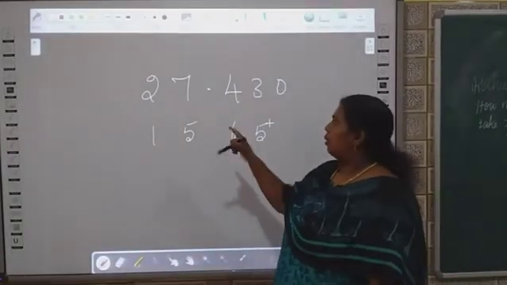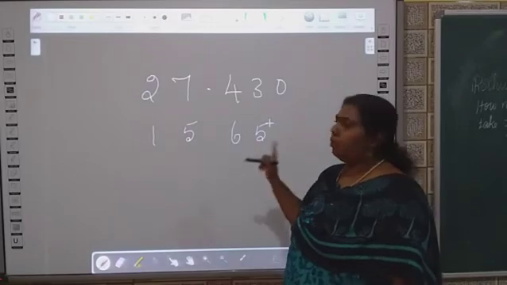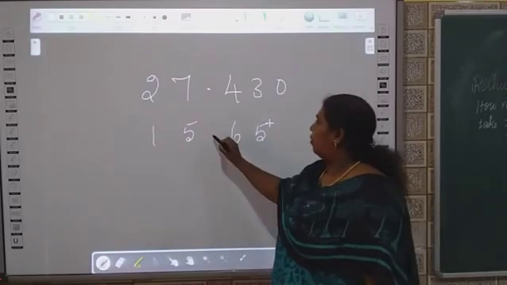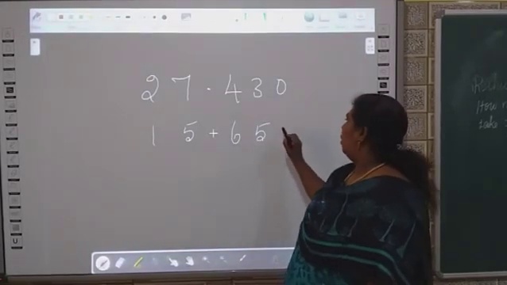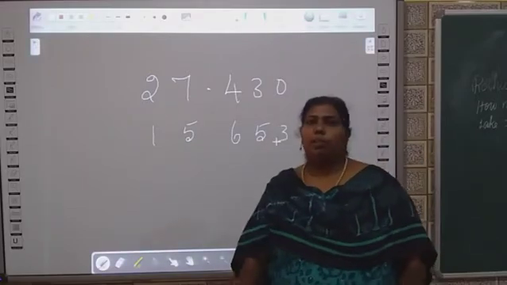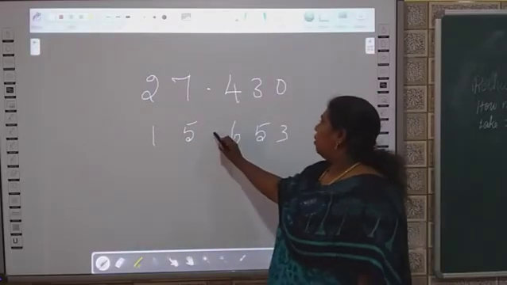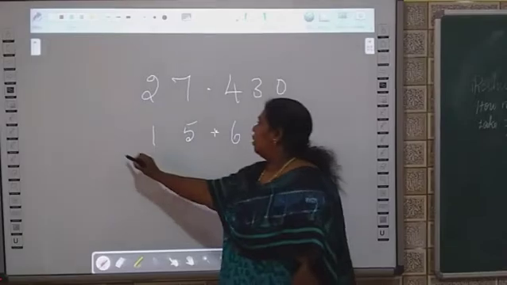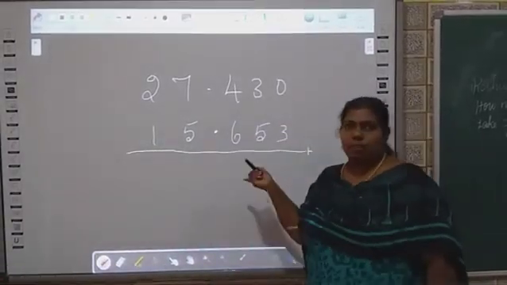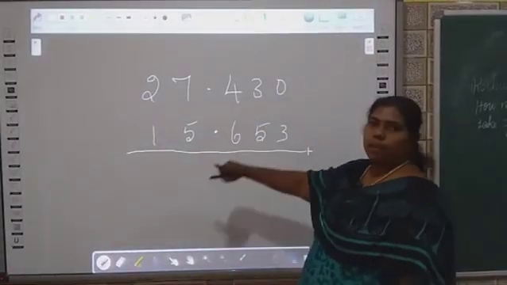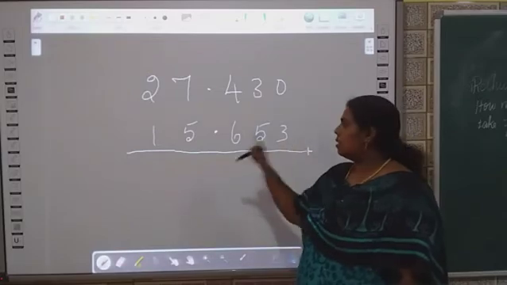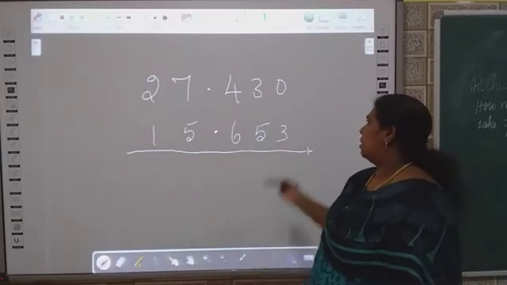Yes. Now 27.430, then 15.653. Okay, 15.653. Subtract it. Now two decimals are like decimals only, isn't it? See here after decimal 3 places, 3 decimal places. Here also after decimal 3 decimal places.